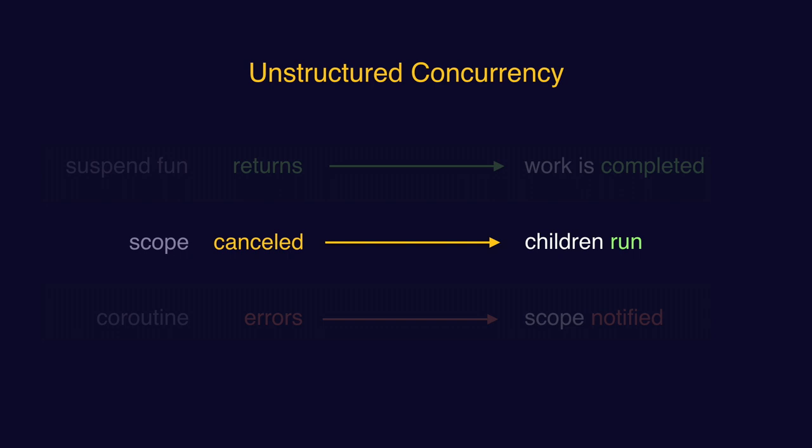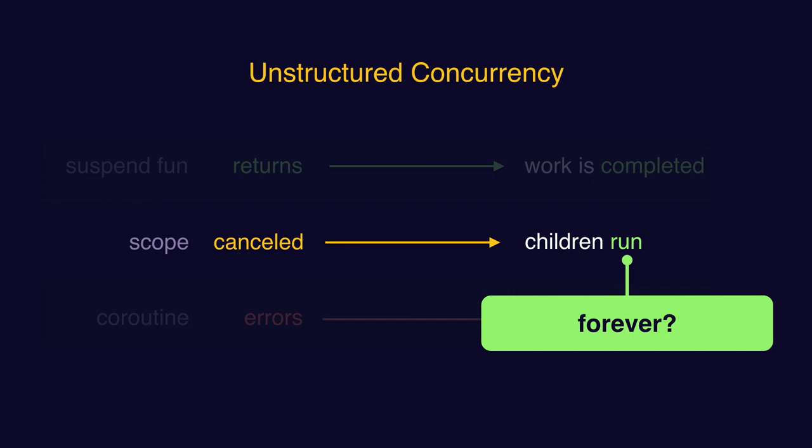But what we didn't want is that when a scope gets canceled, our children run forever. Most of the time, maybe, I don't know. If you have ideas on when you want forever, let me know. But when we want to start running children and we don't want them to run forever, we have, again, a whole bunch of questions. And now these questions aren't ones that Kotlin solves for us. These are questions we have to deal with in our own code.